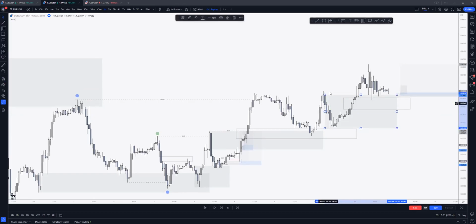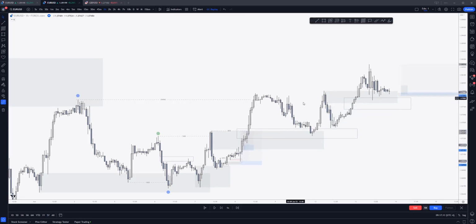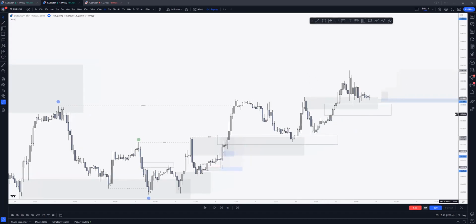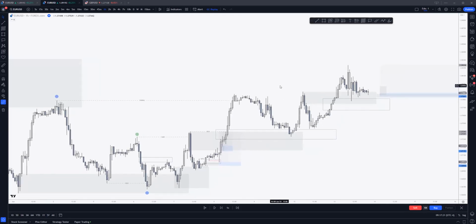So really we have this push up, push down. This is what we would call a breaker right here. And then we'll learn a little bit about that as well. That's actually a breaker mitigation block. Yeah, flip zone as well, but again, we're not really looking too much into flip zones and stuff, right?